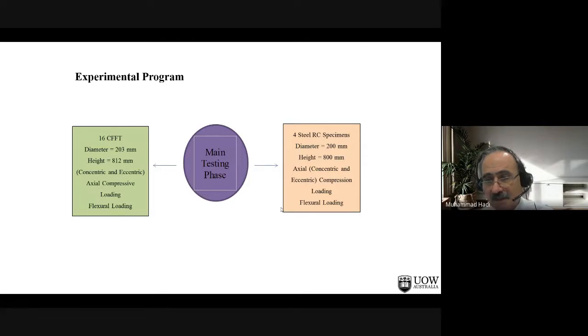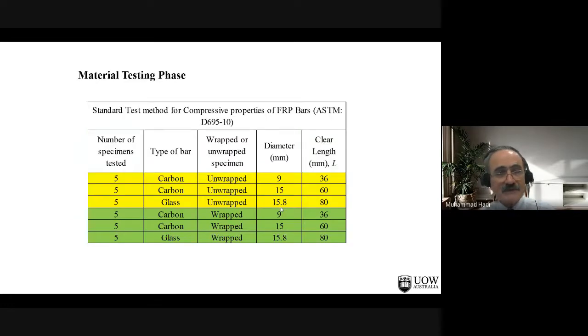They were 812 millimeter height, 203 millimeter diameter. And this is carbon FRP tube filled with concrete. Then there is the other one, the reference, which is steel. So we had steel and we had the FRP.